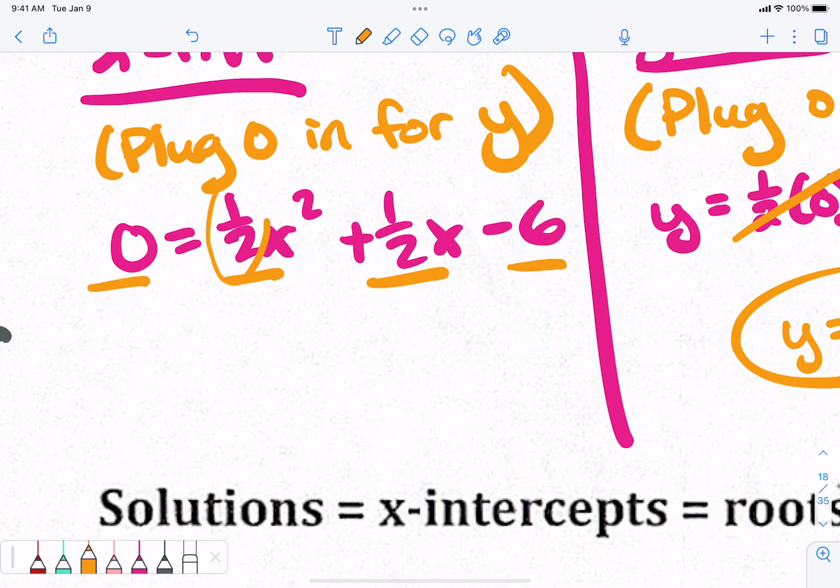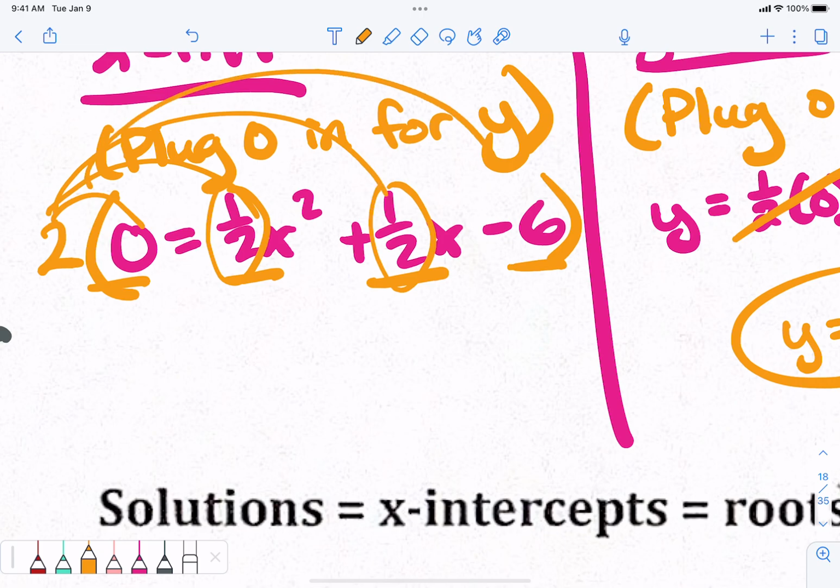How do I get rid of a 1/2? Yeah, let's take it times 2, I heard some people say, right? Let's take the whole thing times 2. So 2 and 2 and 2 and 2. We're going to distribute the 2 through, all right? What is 2 times 0? 0.